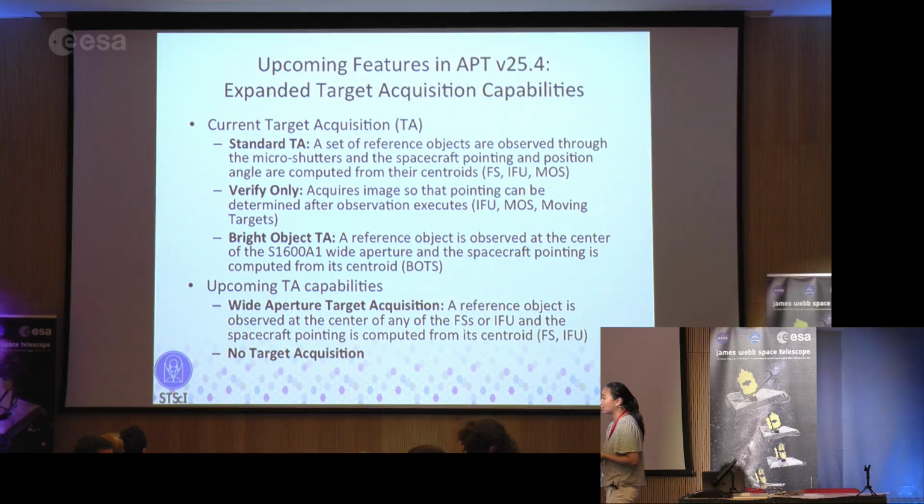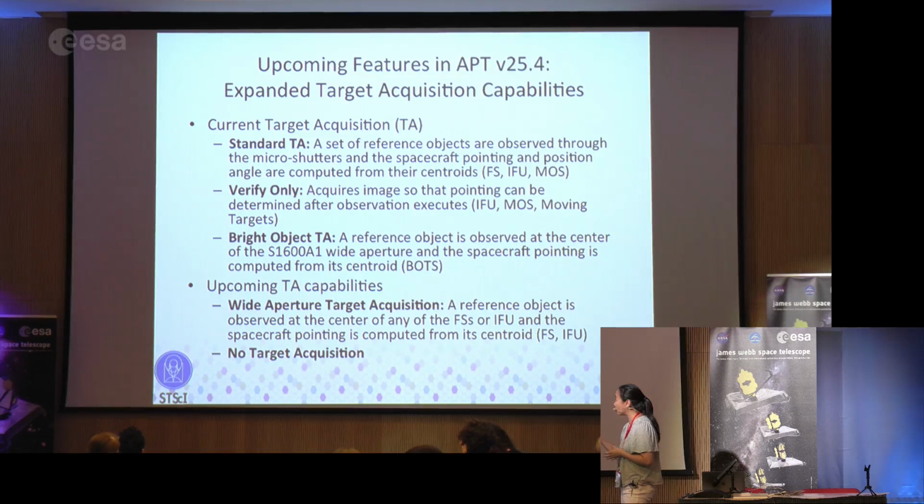So what happens in standard target acquisition right now is that all of the shutters in the MSA are opened, and you try to centroid on somewhere between 5 and 20 targets to understand what the pointing of the telescope is. And you actually make this observation 2 times, once and then a second time with a half shutter offset in both directions. This is a little bit time consuming because you have to centroid on a lot of targets. So there's also a verify only option that just acquires the image so you can reconstruct the pointing afterwards. And this is in contrast to the bright object TA, which is currently only implemented for the time series mode, BOTS, for NIRSpec.